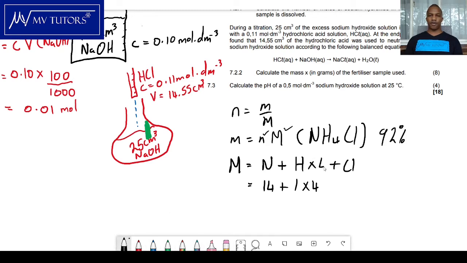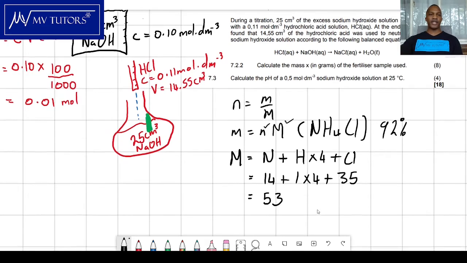It's supposed to be a 4 because there's 4 of them, plus Cl. You'll find that Cl is about 35. So if I add these up, let's bring my calculator once again. We're gonna have 14 plus 1 times 4 plus 35. Okay, and that gives us about 53. Cool, so we have the molar mass. We're good with that. Now we need to solve the number of moles. So that's where things get a little bit dicey.